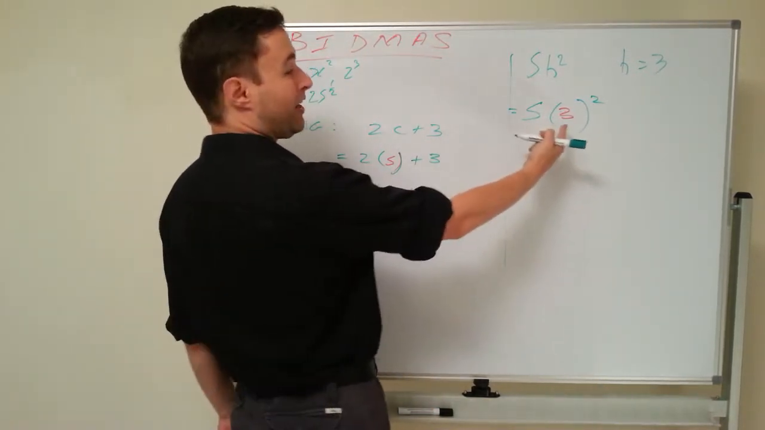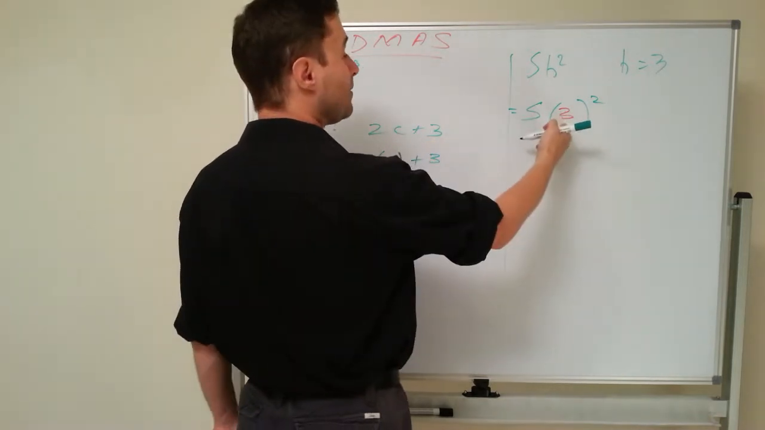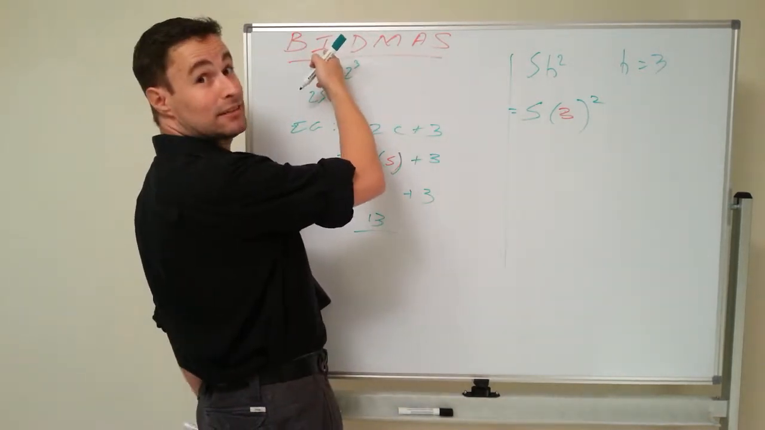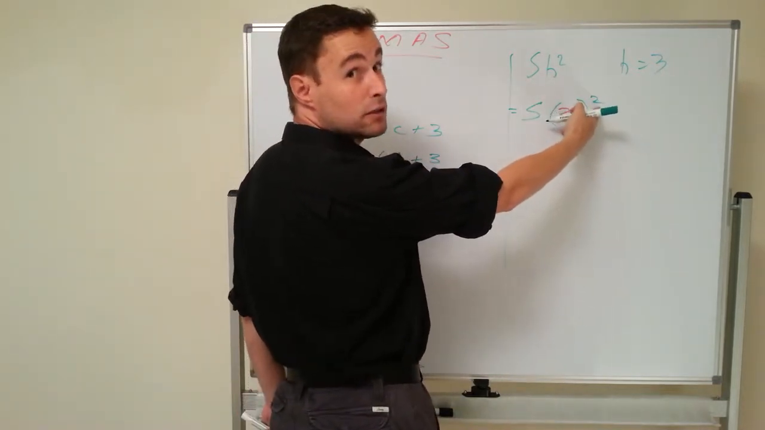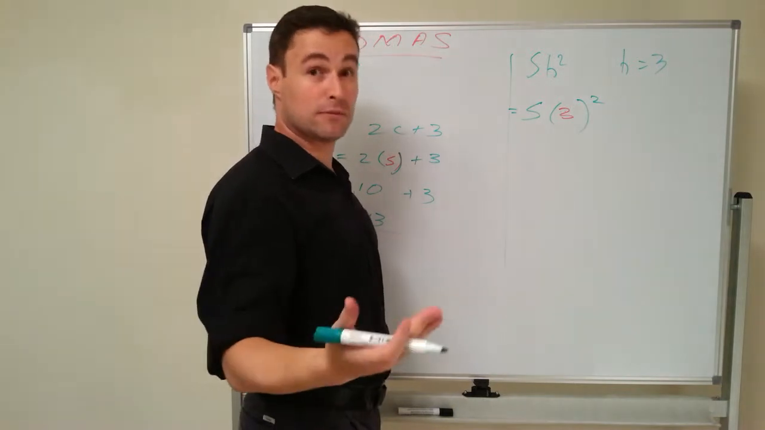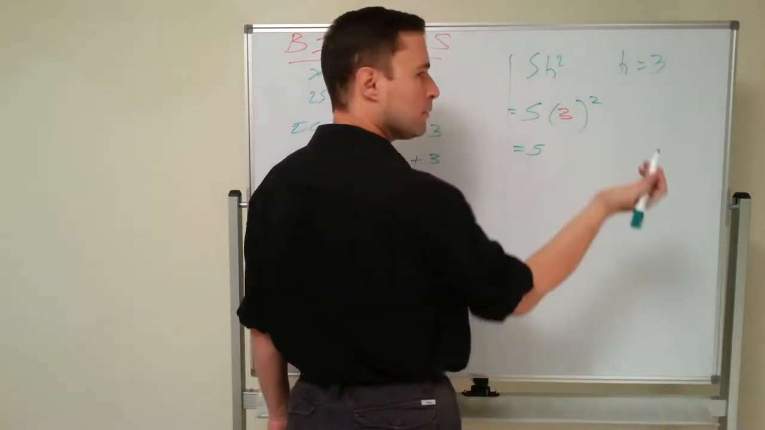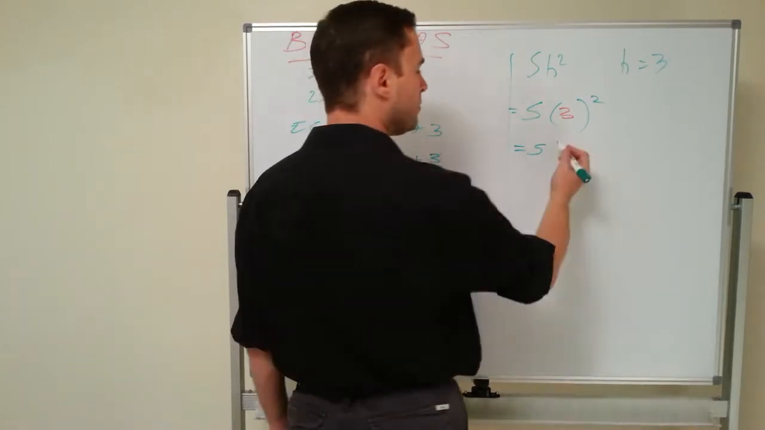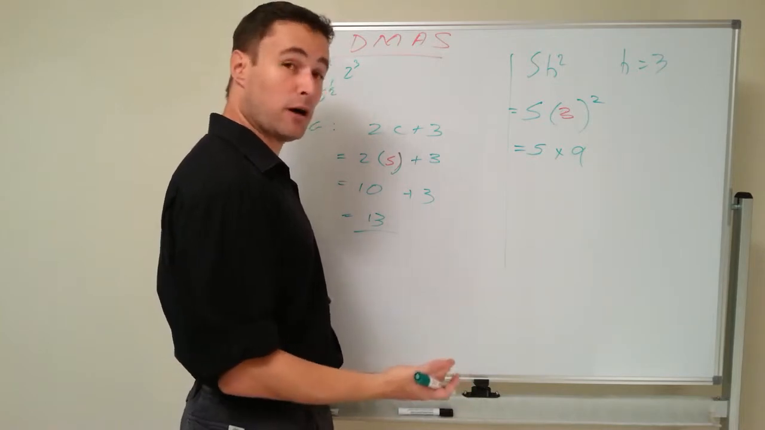Is anything happening in the brackets? No, not really. It's just 3 inside the brackets. Now, indices. Yeah, there's an index. That 2 is the index. It means 3 squared, 3 raised to the power of 2, 3 times 3. So I do that first. 5, and I'm going to put in the multiplication sign so you can see what I'm doing, times 3 times 3, which is 9. Are you with me? That's the part I do first.